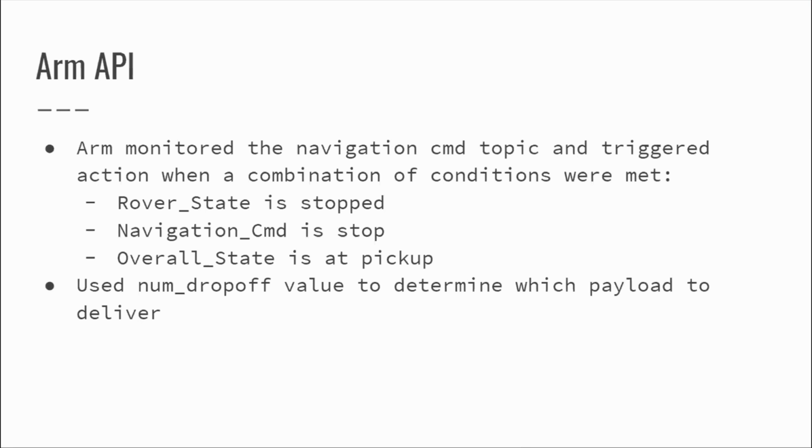The API for the ARM was implemented such that the ARM autonomously and independently monitored the navigation command topic for Team 1 and triggered action when a combination of conditions were met. These conditions, shown here as the rover state being stopped, the navigation command being set to stop, and the overall state being at pickup, represent the rover waiting for the ARM to supply a payload. The num drop-off value was also used to determine which payload to deliver.